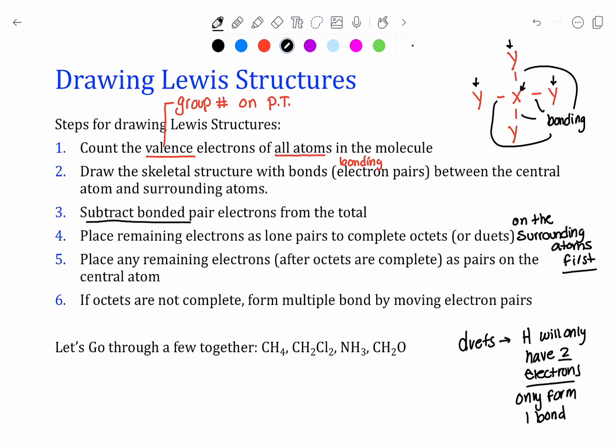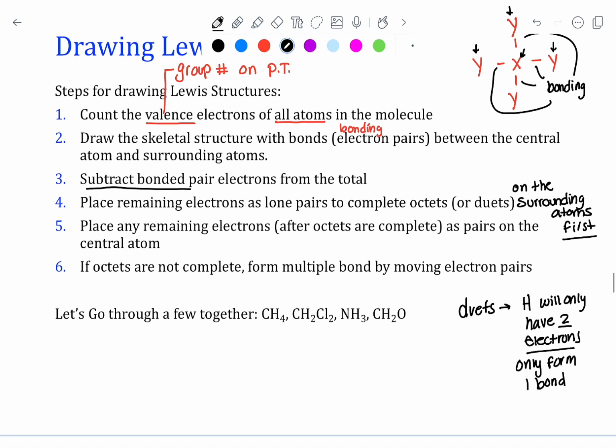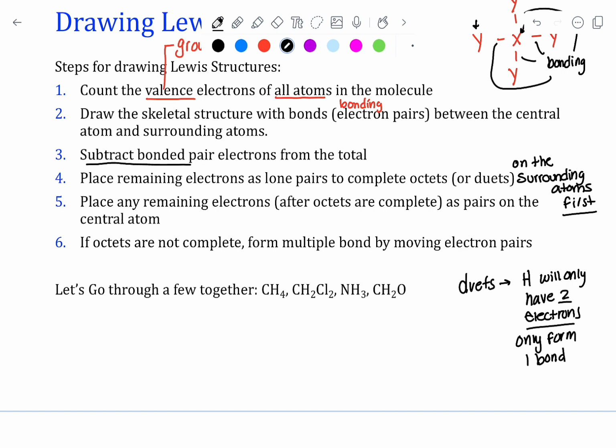Now, these guidelines, as they are written, are very useful, but they're not very useful right now because we haven't shown how to use them. So the best way to understand these guidelines and know how to utilize them is through practice. So we are going to practice a lot of structures, and we are going to practice using these guidelines to draw those structures. So let's start out with a few examples. So our first one is CH4.